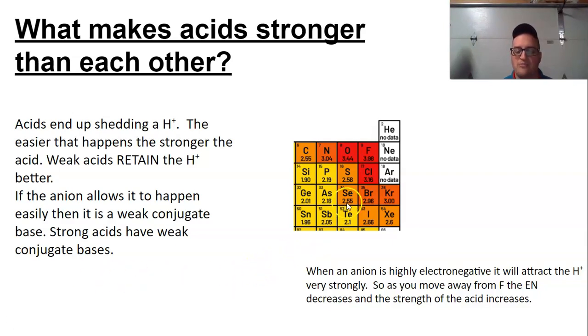So when we think of just binary acids, where it's an element with hydrogen, when it's highly electronegative, it attracts the hydrogen. HF, case in point, we know that's a very simple weak acid. As you move away from fluorine, the electronegativity decreases, therefore the strength of the acid increases, right? Strong acid, strong acid, strong acid. So each of these are going to be there, and you can see that these will start getting smaller and smaller as you go across. So keep in mind, when you think of your acidity, away from fluorine means an increase in acidity.